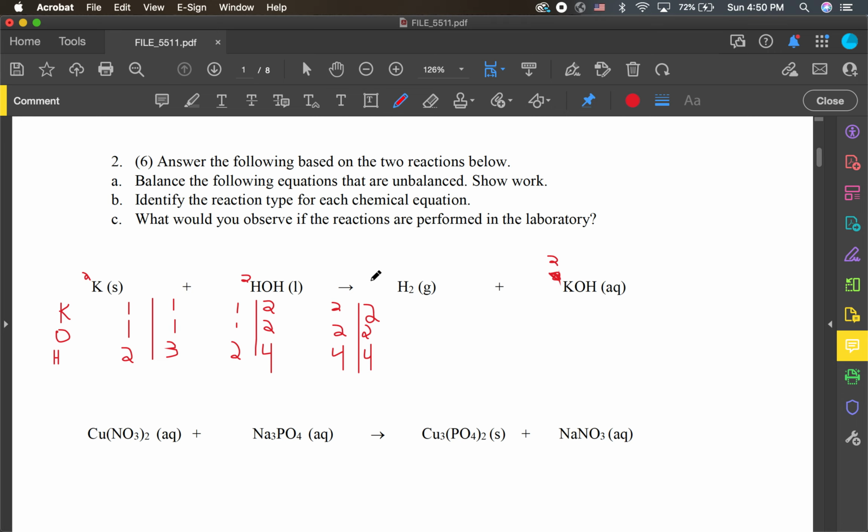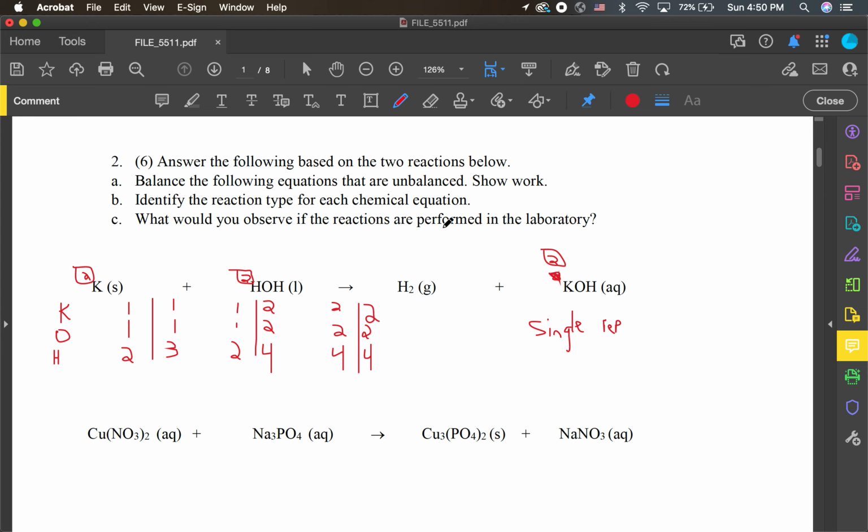So that's it. So these are our answers. There's 2 here. There's 2 here. There's 2 here. And then this would just be a 1. So this one was single replacement. It's balanced. Cool. Single replacement.